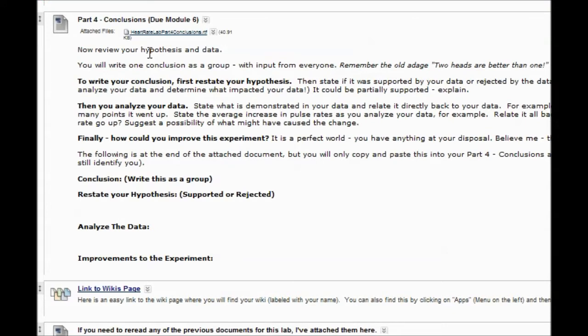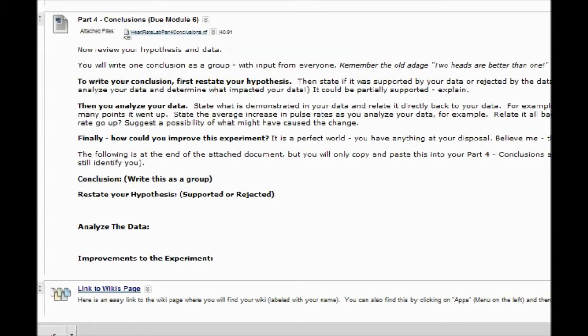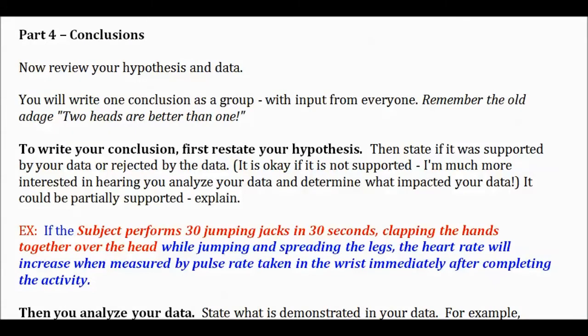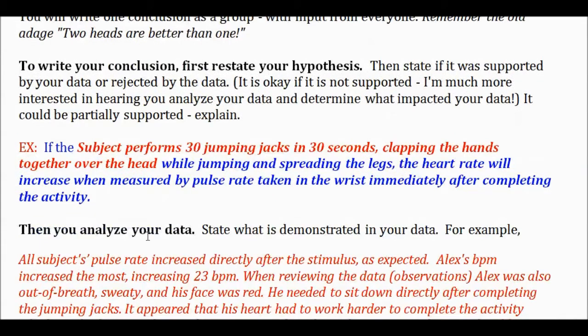When you open the folder in our module for conclusions, you'll see this Part 4 Conclusions due Module 6, and you want to open this document. Here is that document opened up, and you'll see that it walks you through writing your conclusion. The first thing you're going to do is restate your hypothesis. For example, if the subject performs 30 jumping jacks in 30 seconds, clapping the hands over the head, and so on. But write exactly what your final hypothesis was. You want to put your final hypothesis in there exactly like it is in your experiment.